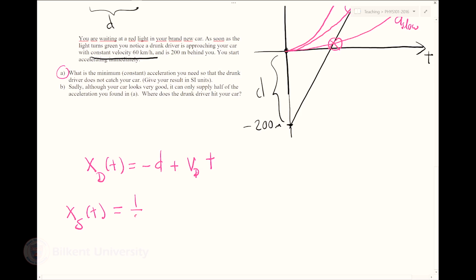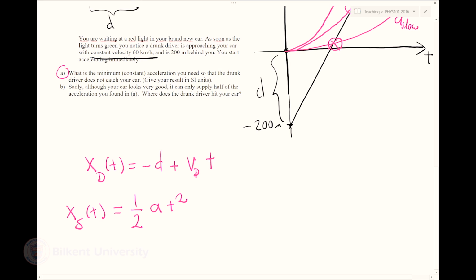No? How about the position of the sports car? Here, it's motion with constant acceleration. What's the initial position? 0. What's the initial velocity? 0. So I'm just left with 1/2 a t square. Right?